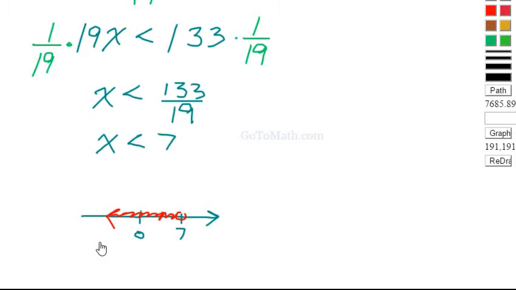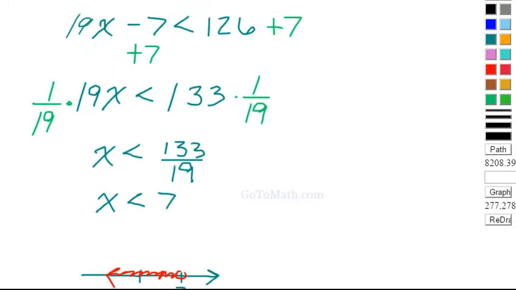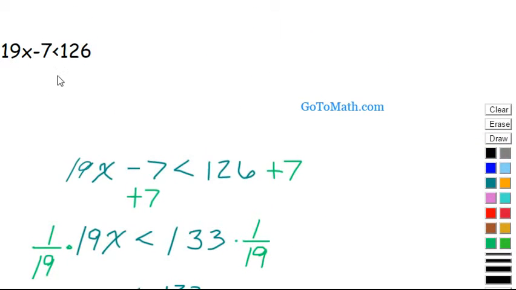We could do interval notation, okay? Negative infinity up to 7, and we don't include it, so we just put a parenthesis. So that's your solution set to the inequality up here. Right? So if you were to plug 0 in, you would see that negative 7 is less than 126.